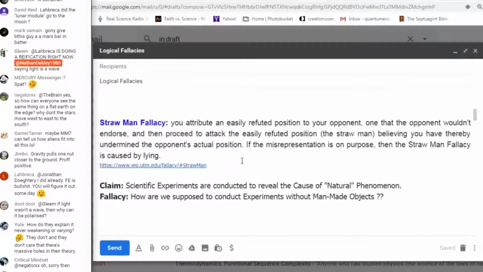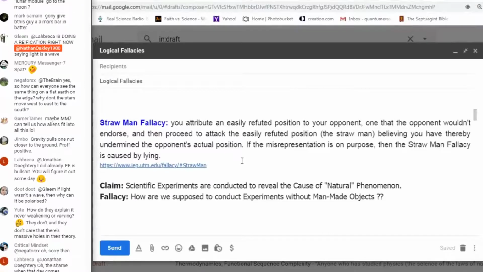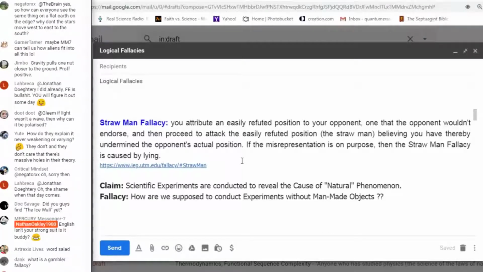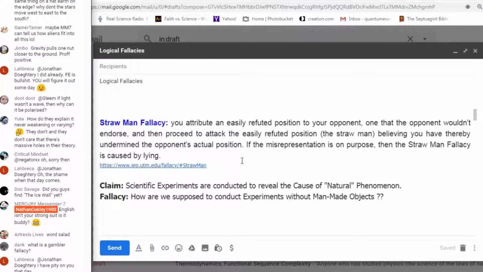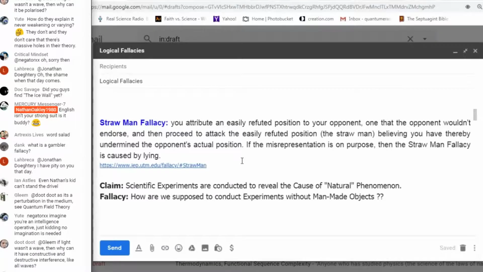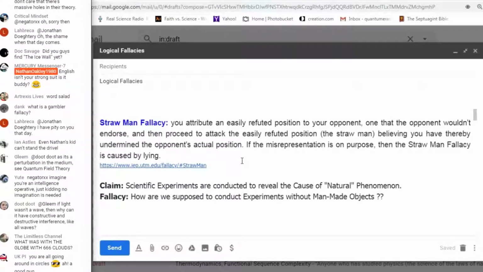All right, the straw man fallacy. This is where you attribute an easily refuted position to your opponent, one that the opponent wouldn't endorse, and then proceed to attack that easily refuted position, i.e., the straw man, believing you have thereby undermined the opponent's actual position. If this misrepresentation is on purpose, then the straw man fallacy boils down to and is caused by lying.